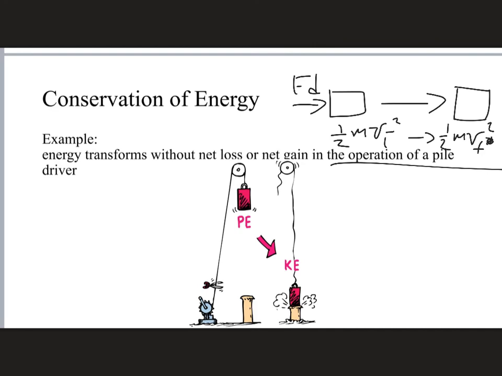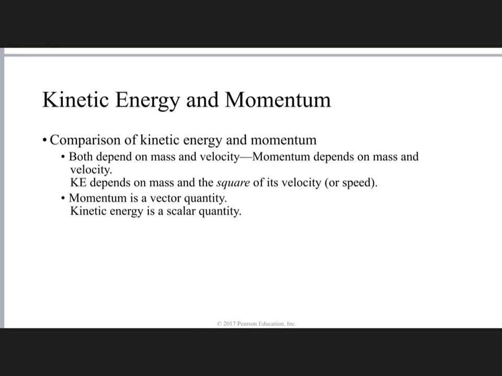So when you do work, it can go into potential energy or it can go into kinetic energy. If you have kinetic energy, it can turn into potential energy. If you have potential energy, it can turn into kinetic energy. But the total energy is conserved. And that's the key concept. That means that the energy may transform from one form to another, but the total amount of energy you have stays constant.